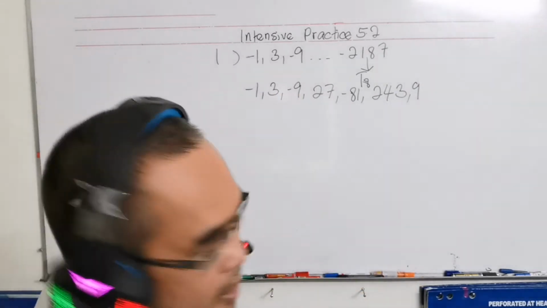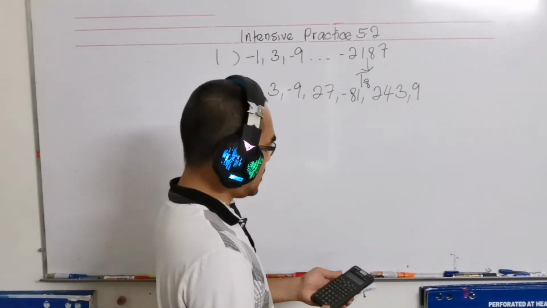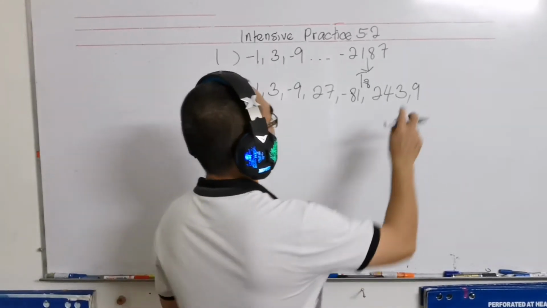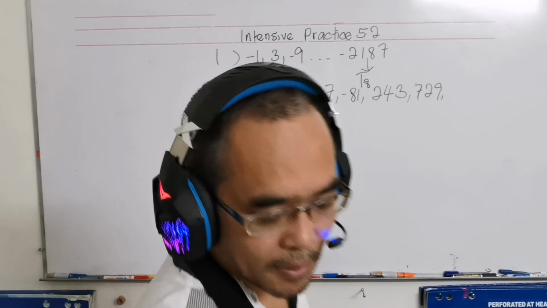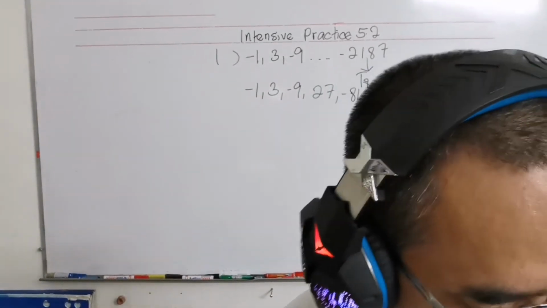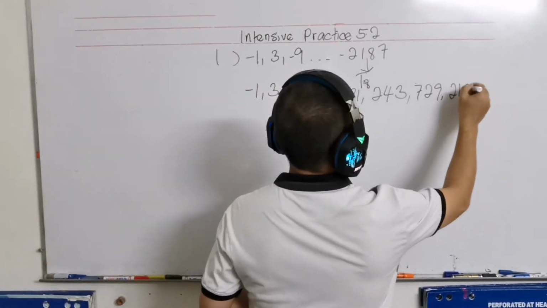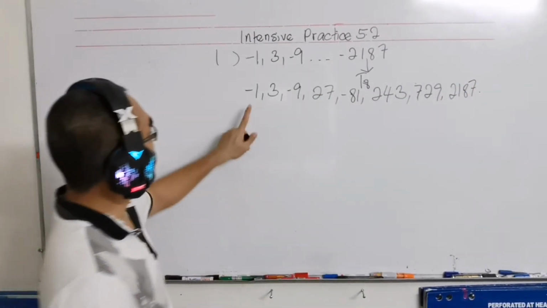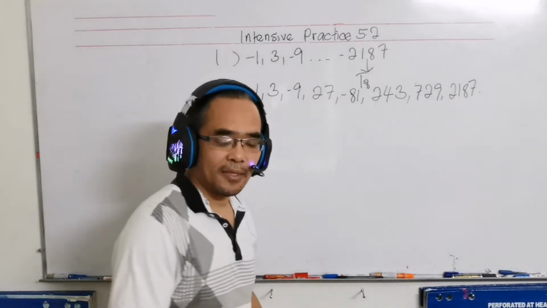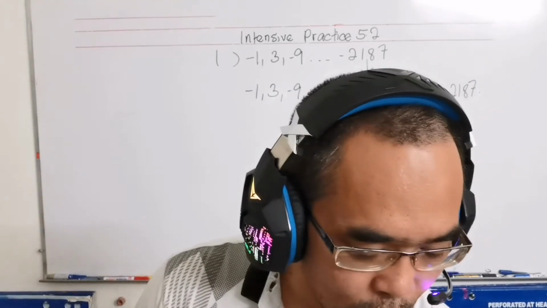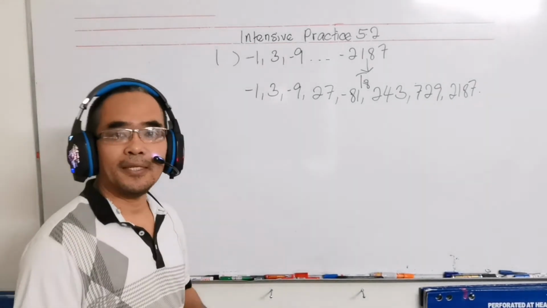Okay, so I need the help of the calculator. 243 times 3 is 729. Then multiply by 3 again, 2187. So 1, 2, 3, 4, 5, 6, 7, 8. There are 8 terms. Actually, we don't have to prove this because we have calculated it just now.